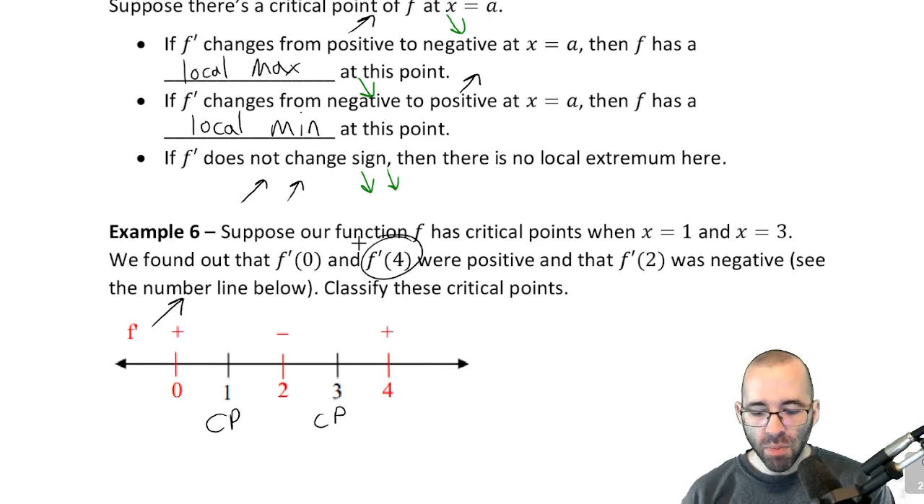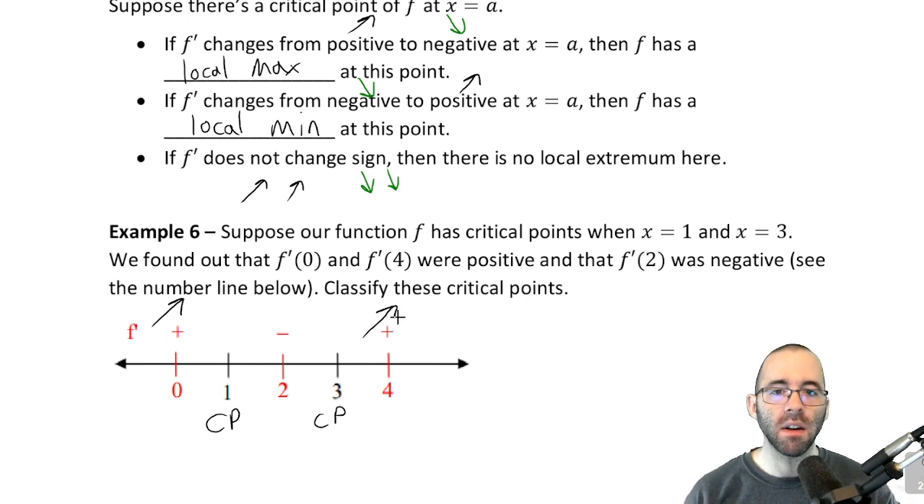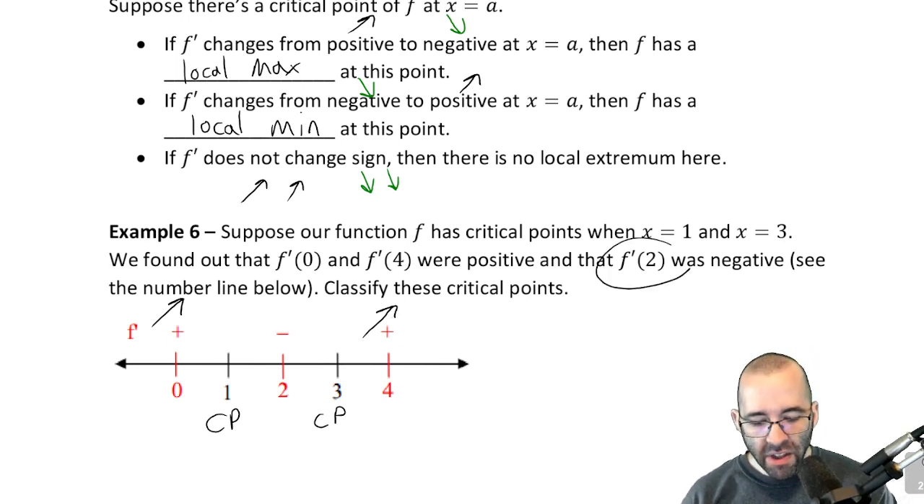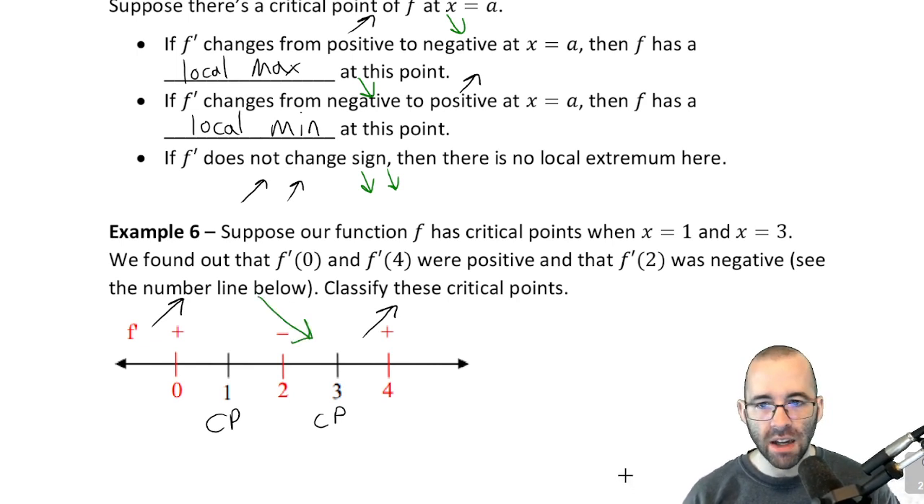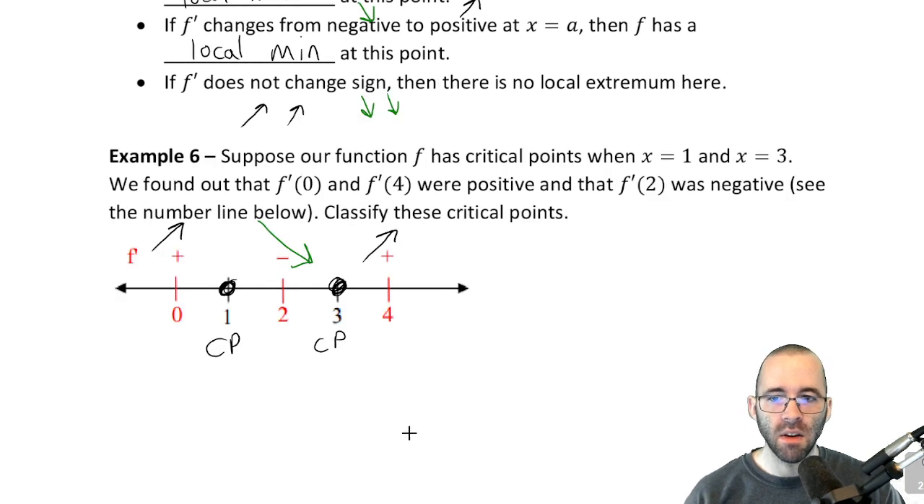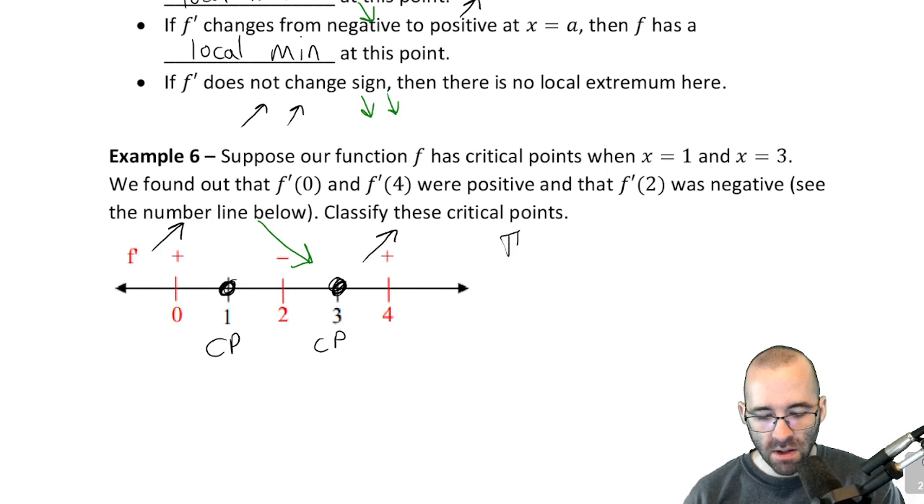And we also found that f prime of 4 was positive, right? The function's going up right here. We found that f prime of 2 was negative. That's telling us the function's going down right here. Classify the critical points. Classify this point right here and this point right here. Well, we can use the first derivative test.